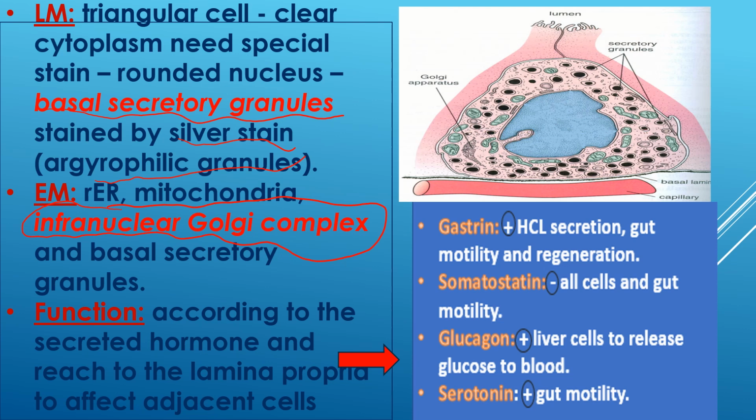This will secrete different types of hormones into the blood vessels of the lamina propria to affect the nearby cells. Like gastrin. Gastrin will stimulate the parietal cell to secrete HCl and stimulate gut motility and regeneration. All these hormones we are going to discuss clearly, and their action, in the physiology section.